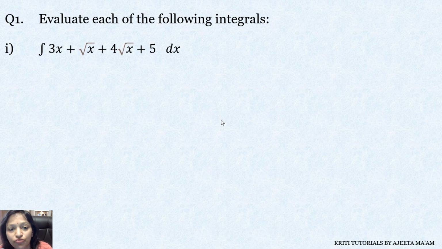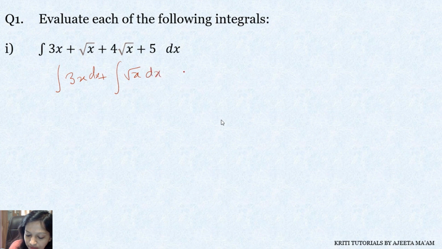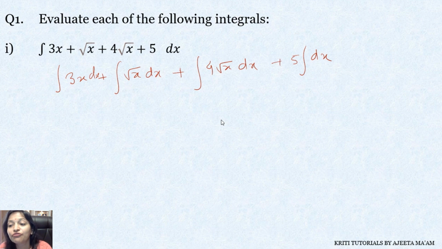Now the first question for today is 3x plus root x plus 4 root x plus 5. It's a very simple question because it is based on just one rule, that is the power rule. So now let's evaluate it. If we go with the integral of 3x plus root x plus 4 root x plus 5, we can easily distribute it into four functions, that is the law of algebra for addition. So we can distribute it into the four integrals, find the integral of the individual functions, and then simply add them.